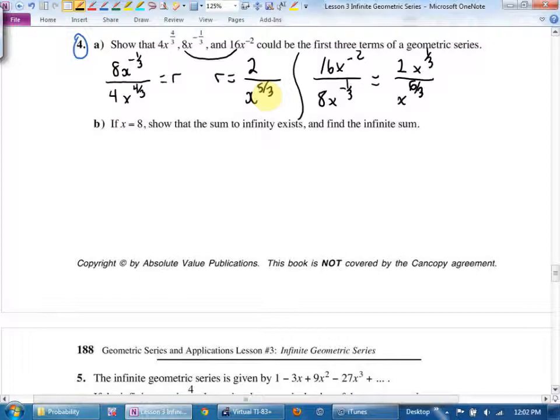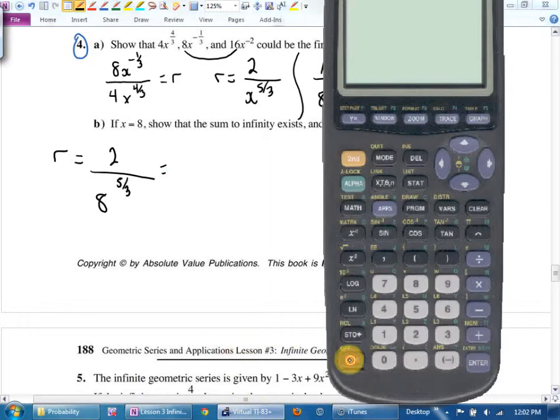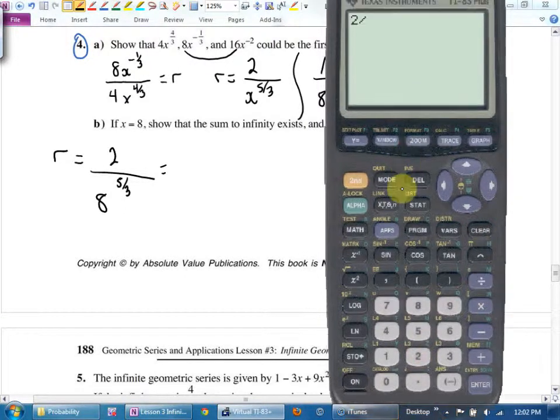That's step one. Oh, and if x equals 8, r is going to be 2 all over 8 to the 5/3. By the way, this is meant to be a tough question, a curveball. So I'm glad you asked this. 2 divided by 8 to the power of, I better put that 5/3 in brackets because there's two numbers in the exponent, and anytime there's two numbers, brackets. I guess if x equals 8, r is 1/16.